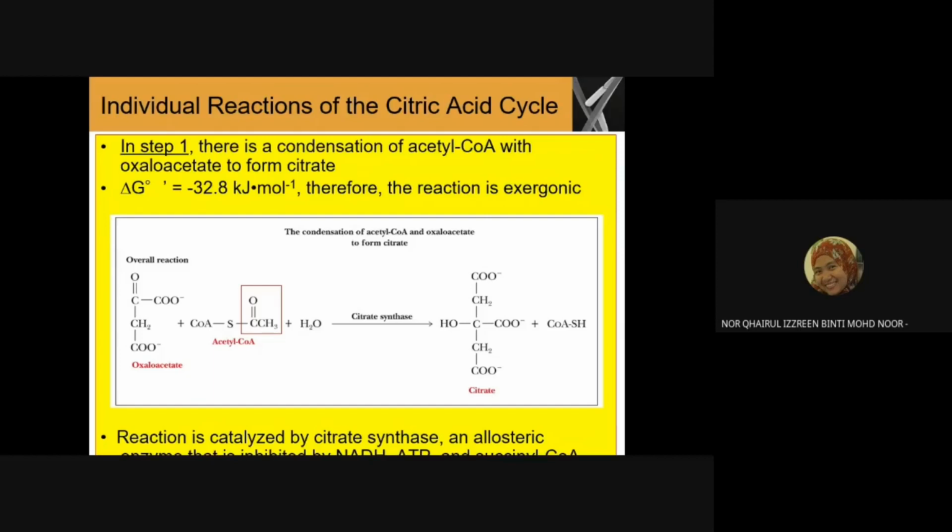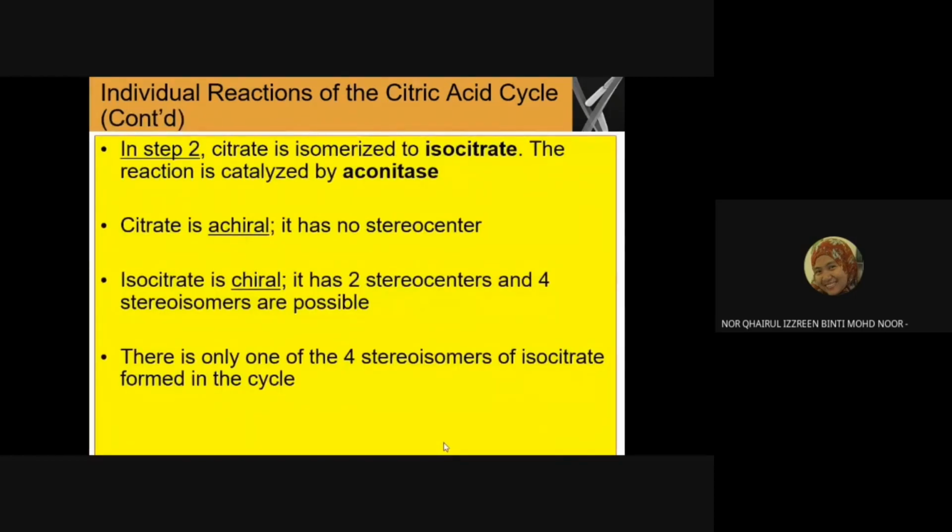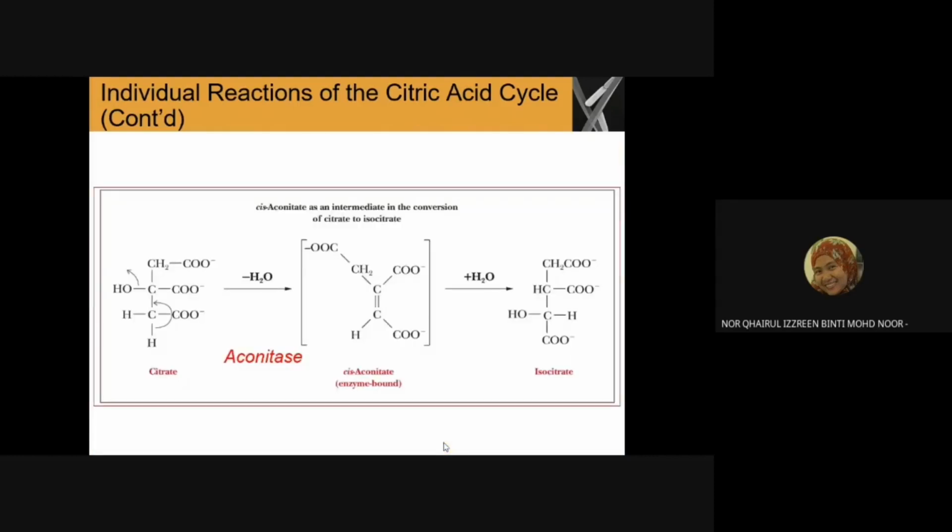Once citrate is formed in this first step, it must be converted to the isocitrate isomer. So for step number 2, once citrate is formed in step number 1, it must be converted to the isocitrate isomer. This citrate is isomerized to isocitrate, and the reaction is catalyzed by aconitase. This is the individual reaction, the figure.